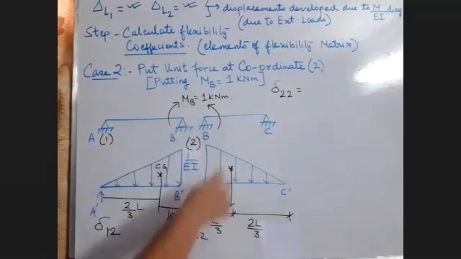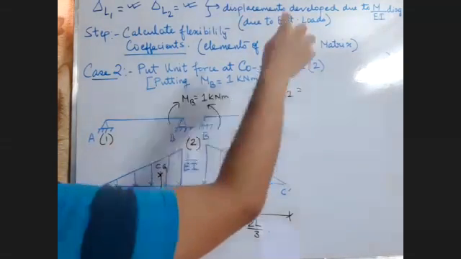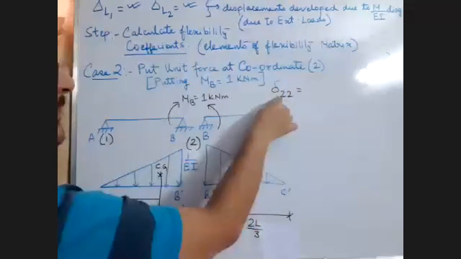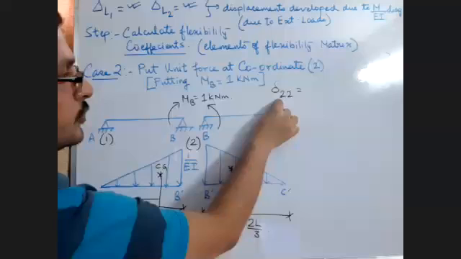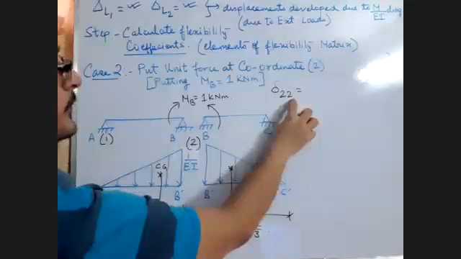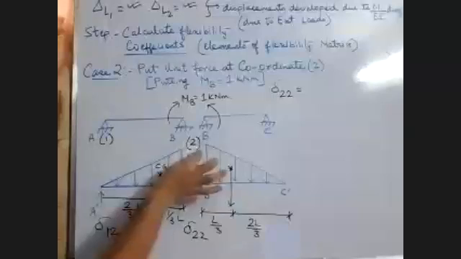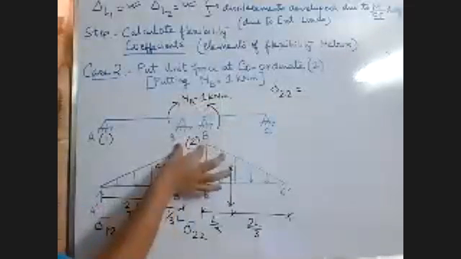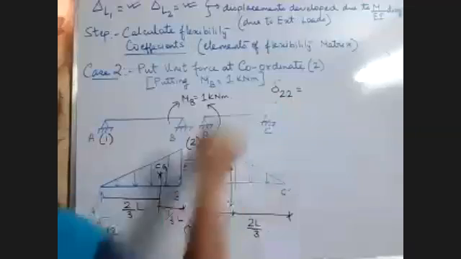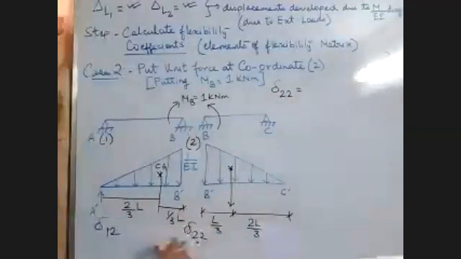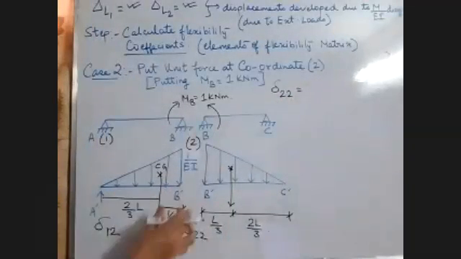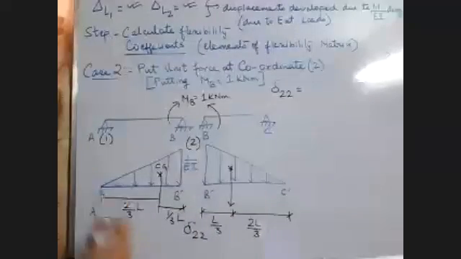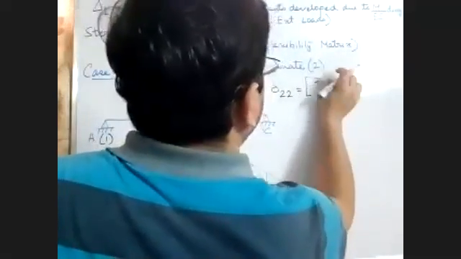First is delta 2,2. That means what is the displacement at coordinate 2 due to a unit force at coordinate 2. See, I am putting the unit force or unit bending moment at coordinate 2, so I am getting delta 2,2. For delta 2,2, it is lying on two beams, so I will take the effect of both the beams. The first is for beam AB.